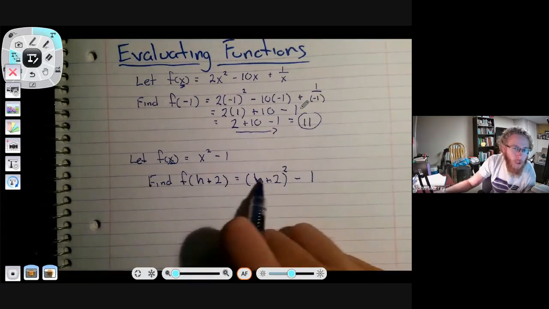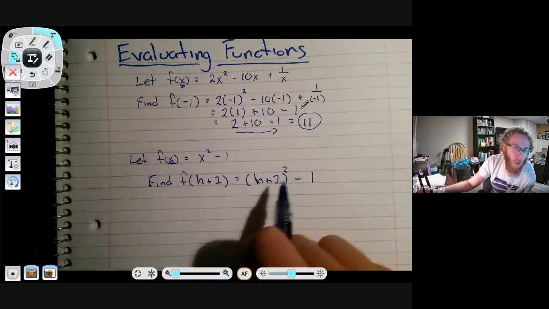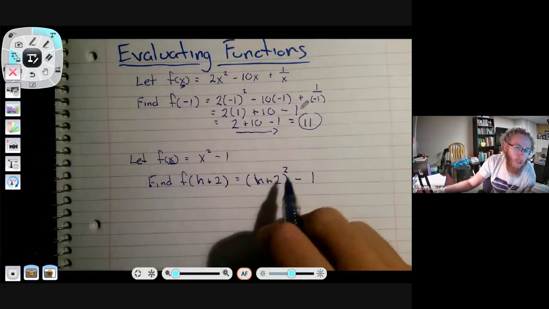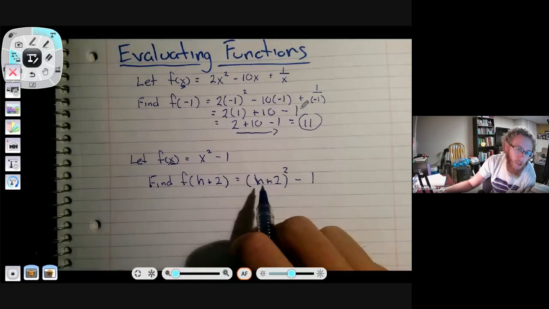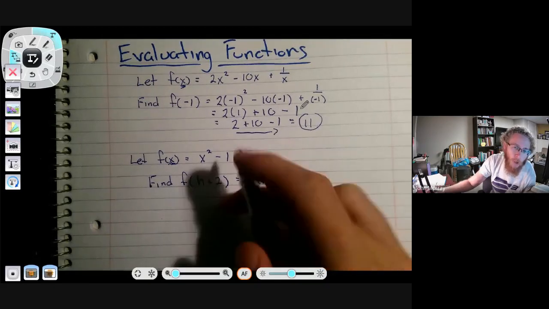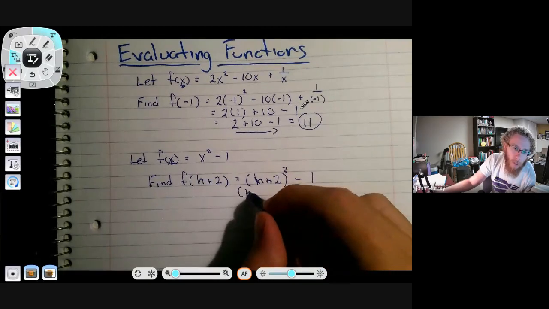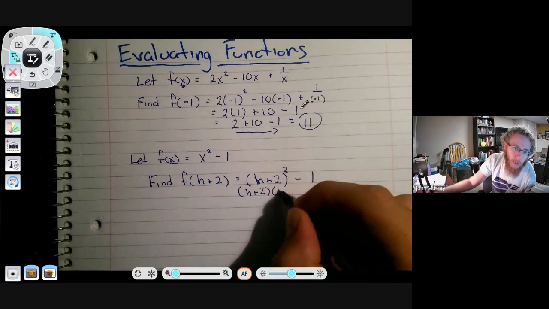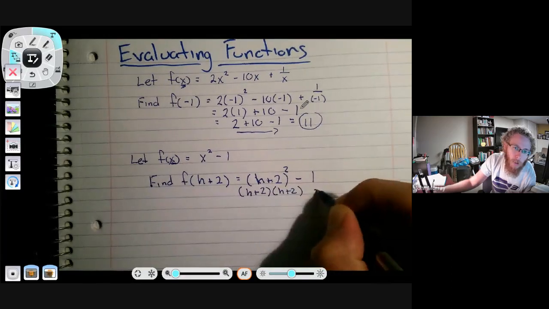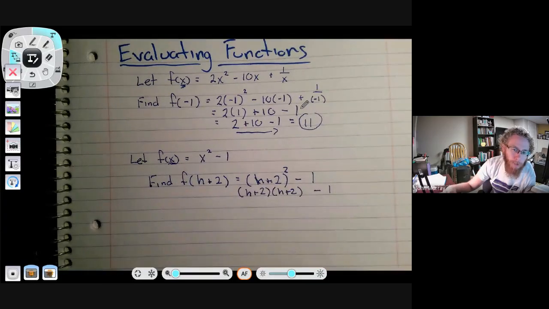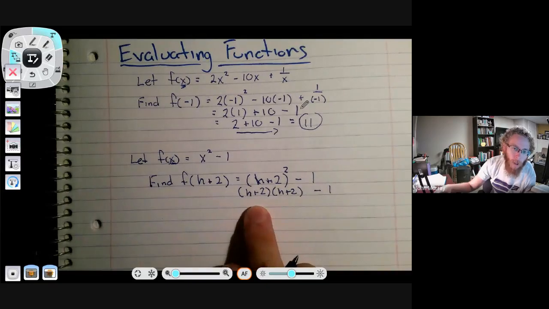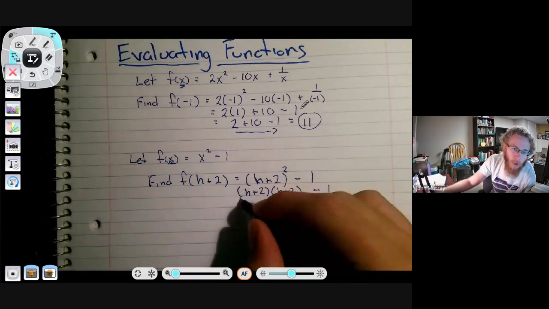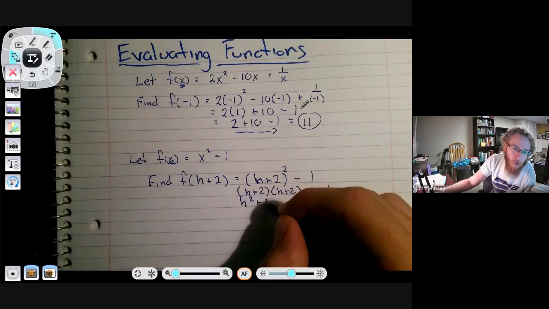Now we want to make this look a little nicer. So I'm going to have to FOIL, be careful. This isn't just going to be h squared plus 4. This is going to be h plus 2 times h plus 2, minus 1. I'm going to skip a step.